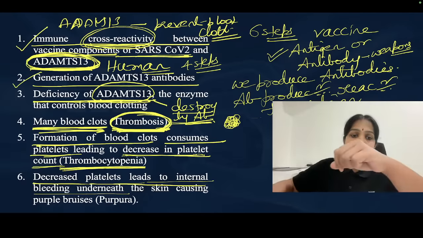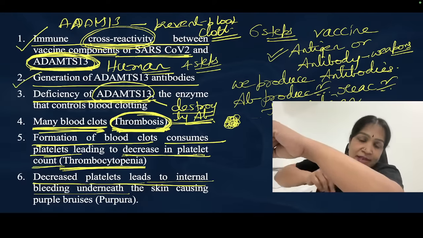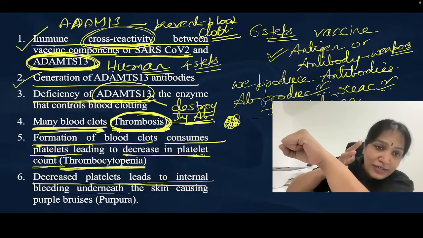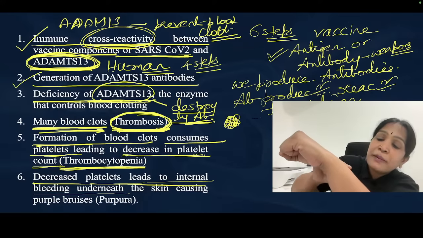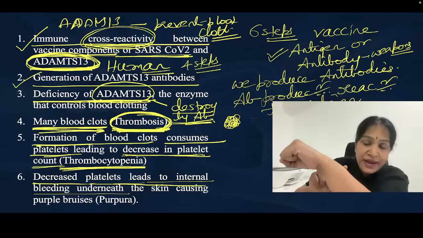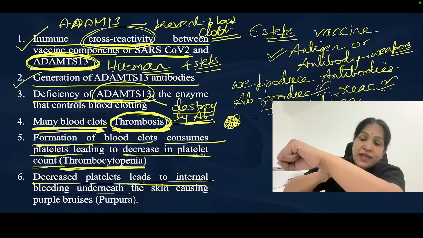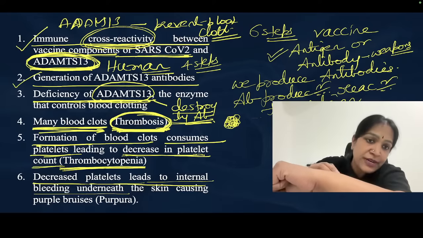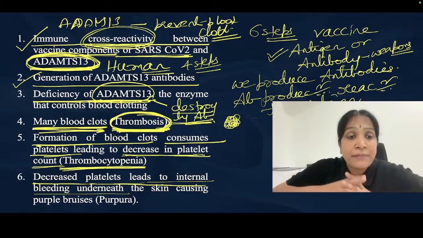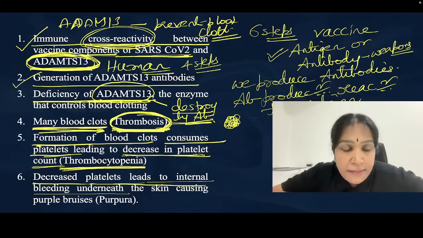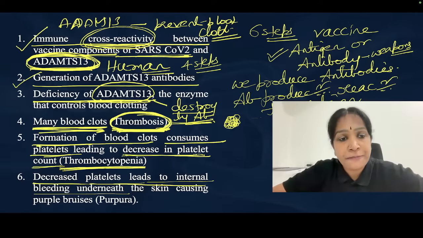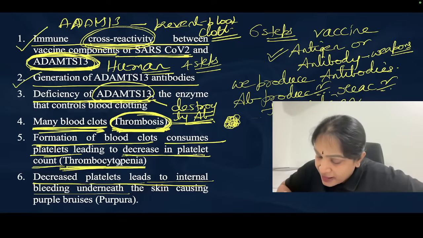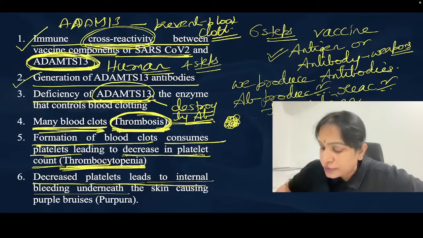So let us suppose somebody just hit me like this. Then what happens? Internal bleeding. That blood will not clot, so I will get a purple color patch on the skin. I repeat, somebody hit me like this. I got internal bleeding because some of my blood vessels ruptured. Normally my blood would have clotted, but now my blood is not clotting. Why is the blood not clotting? Because of the thrombocytopenia, that is, decrease in the platelet count.